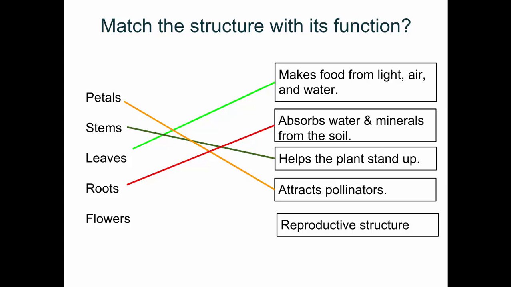Just connect them the right way. Flowers are the reproductive structures. Flowers are for reproduction. We have one that says makes leaves, and then we have makes seeds. You can figure it out. The roots absorb water, the stem transfers it.